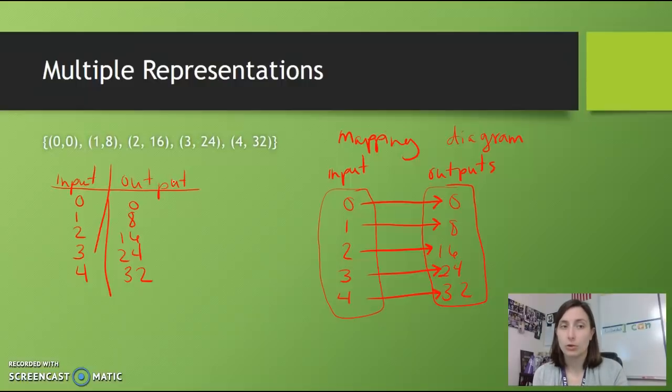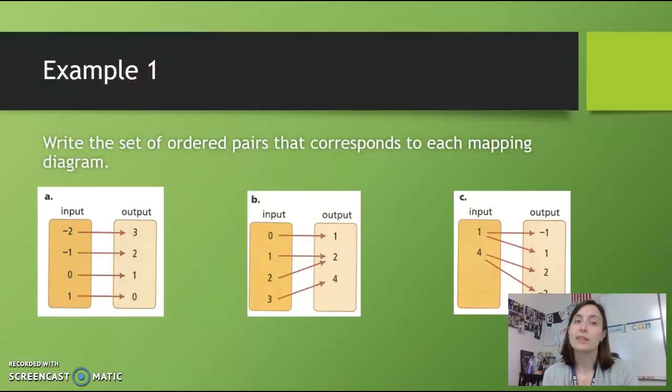So these are different ways that we will be representing relations in our lesson today: the list of coordinate points, a table, and a mapping, and we can go from each. So our first example, we're going to write the set of ordered pairs that corresponds to each mapping diagram. How I create that set of ordered pairs is I just look. My input here is -2 and my output is 3. So that is the point -2, 3. I'm just going to put a comma. My next one is -1, 2, because we're going from -1 to 2. And then my third point is 0, 1. And my fourth point is 1, 0.